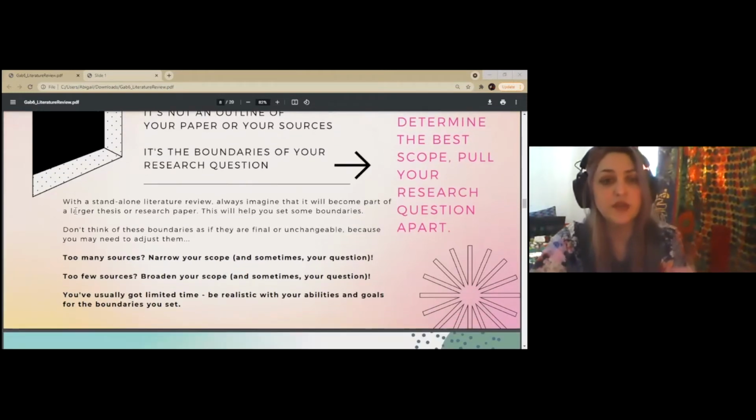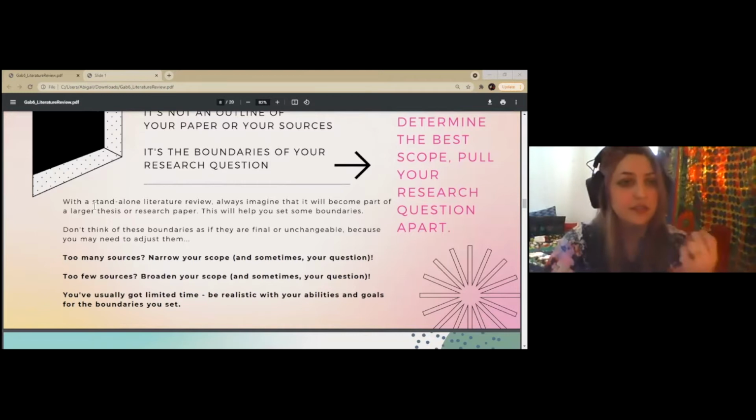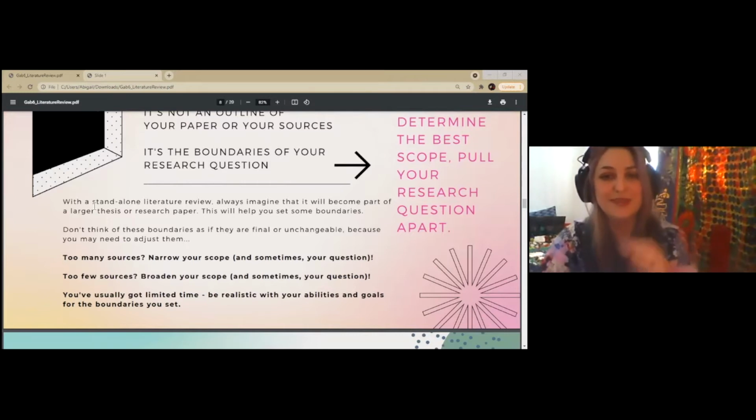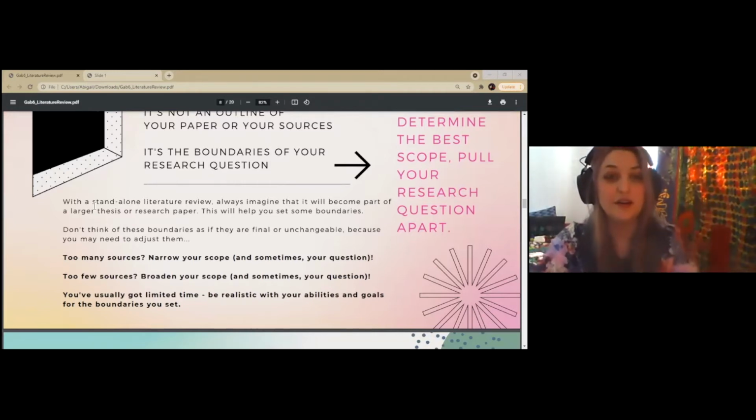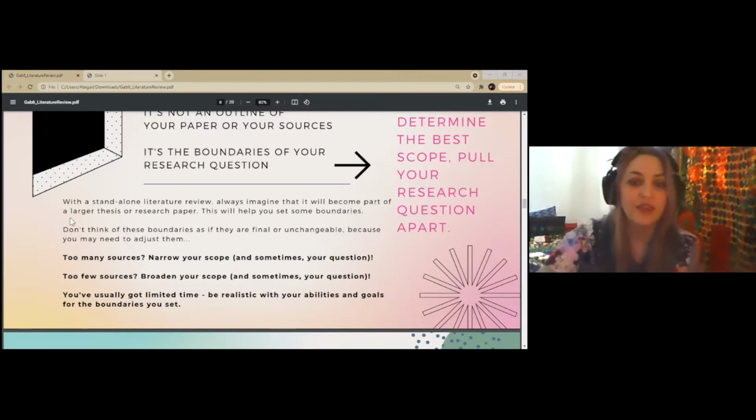And of course, we have to mention the standalone literature review, because many of you have to do that for your school assignments. And my advice, and I think Joe could agree on this, is always imagine that your standalone literature review is eventually one day or could become part of a thesis or a research paper itself. Because as Joe mentioned, this is the purpose behind the review part of the literature review and not just a literature summary itself.